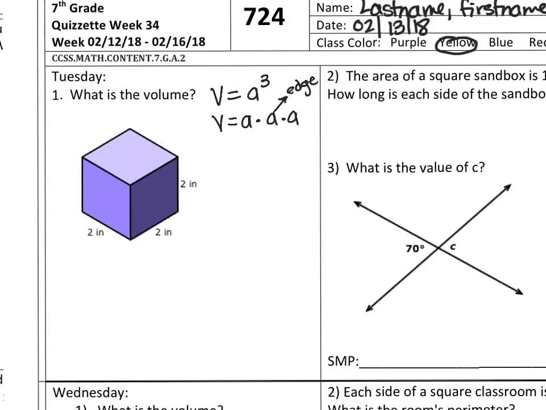It gives you the value of your edge, which is 2 inches. So you would translate that as V equals 2 cubed, or you could say V equals 2 times 2 times 2. 2 times 2 is 4. 4 times 2 is 8. So your total volume of this cube is V equals 8. And then you can write a statement.